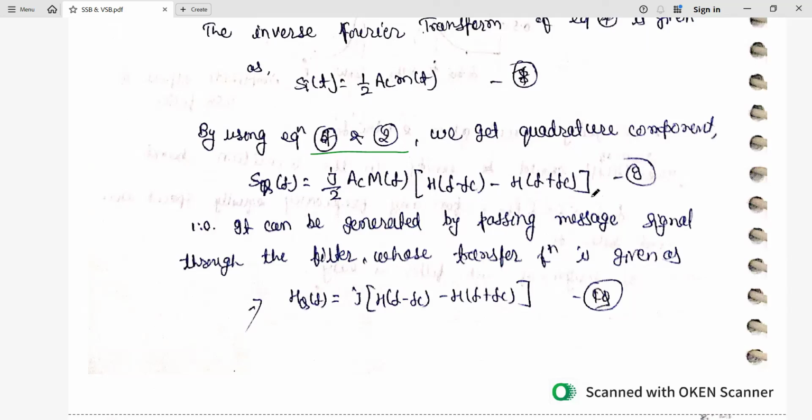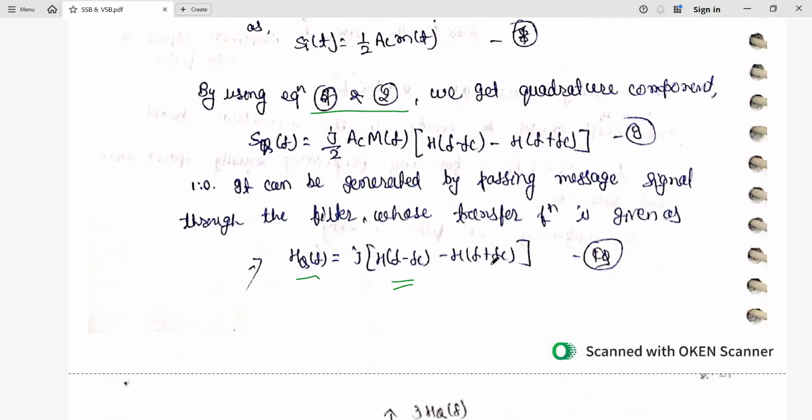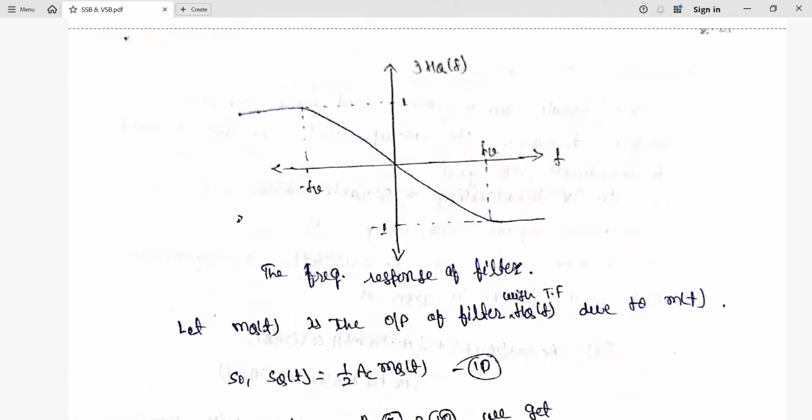This can be generated by passing the message signal through the filter whose transfer function is given as HQ of f. This is equation number 9. So this is the transfer function of the filter. If the signal passes through this, we can obtain the quadrature component. Here we have the frequency response of that filter between minus fb to plus fb. You are seeing here it is positive for the negative frequencies and negative for the positive frequencies. Both are opposite of each other.